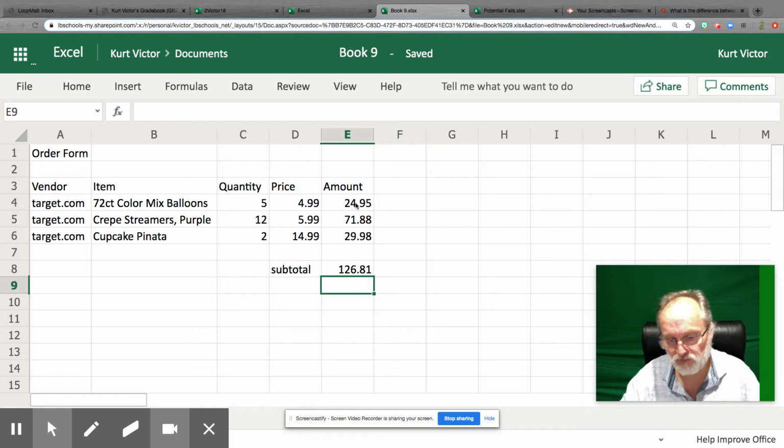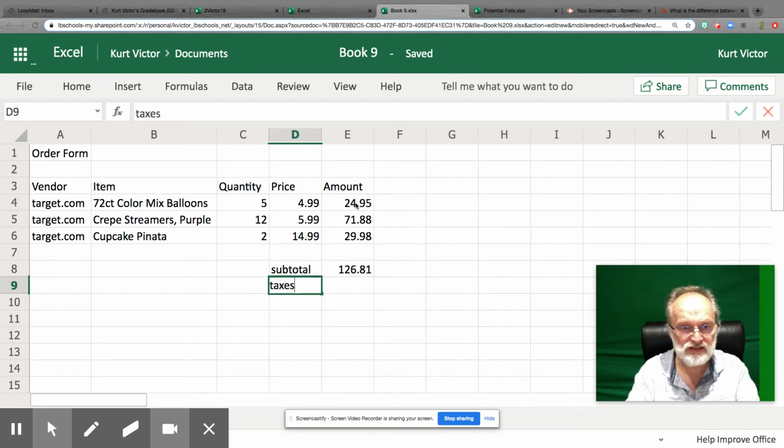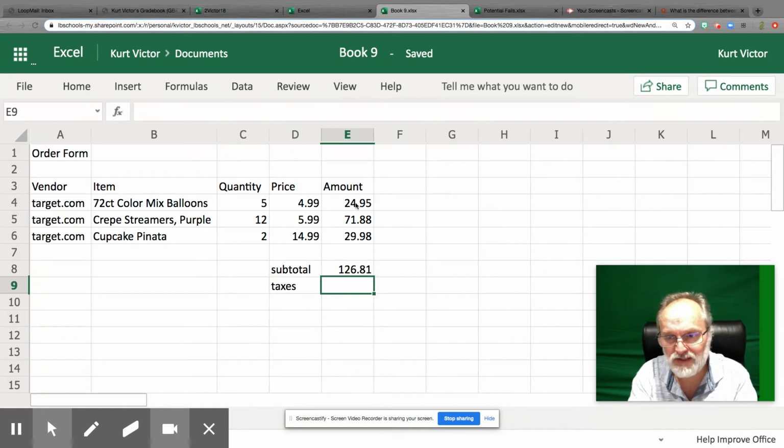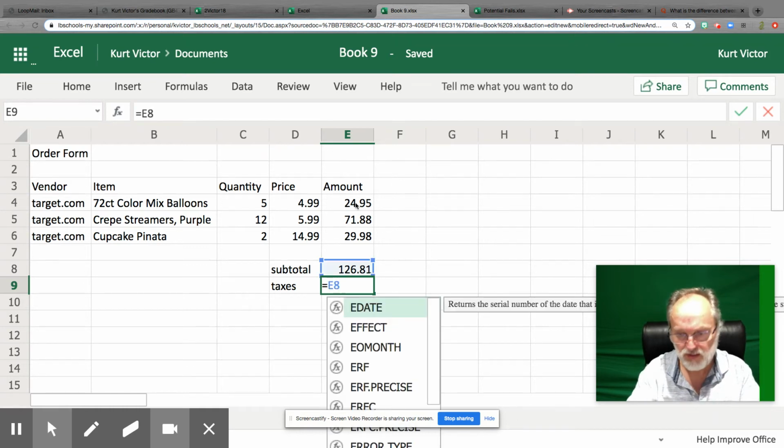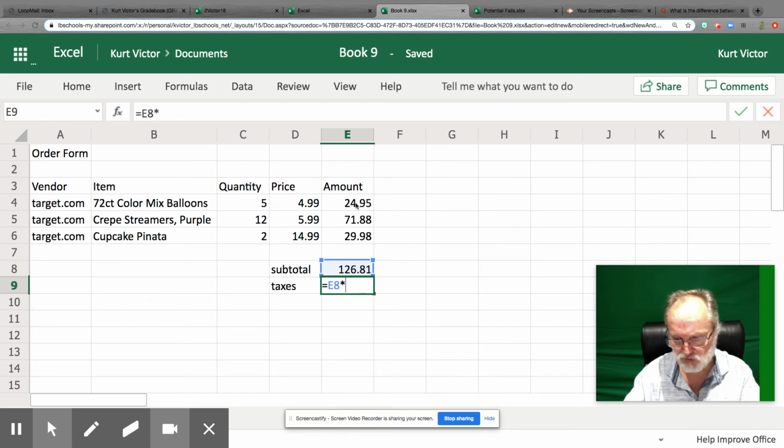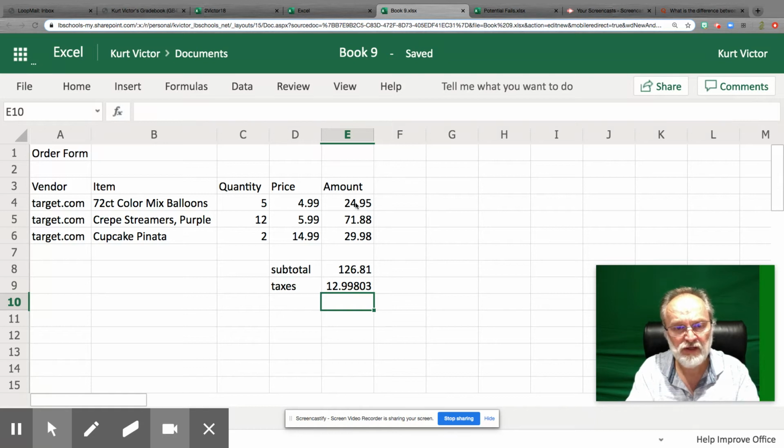But we know when we get to the register, they're going to want to add in taxes. So we need another formula. So taxes, which we know in California is 10.25%, is going to be tacked on. That is a multiplication problem. So we're going to take the subtotal, which is in cell E8, and multiply that times the tax rate, which is 10.25%. That will give us the tax of, that's going to round off to $12.99. Actually, it's going to round off to $13.